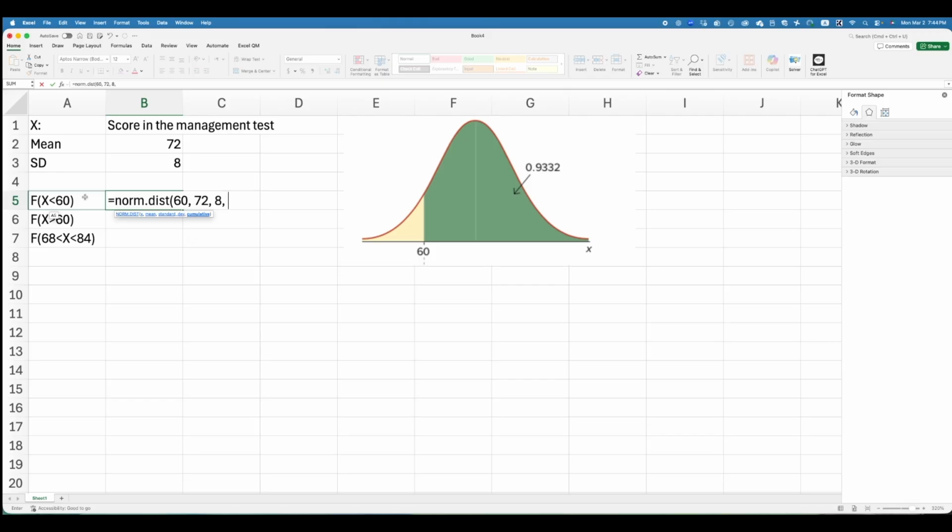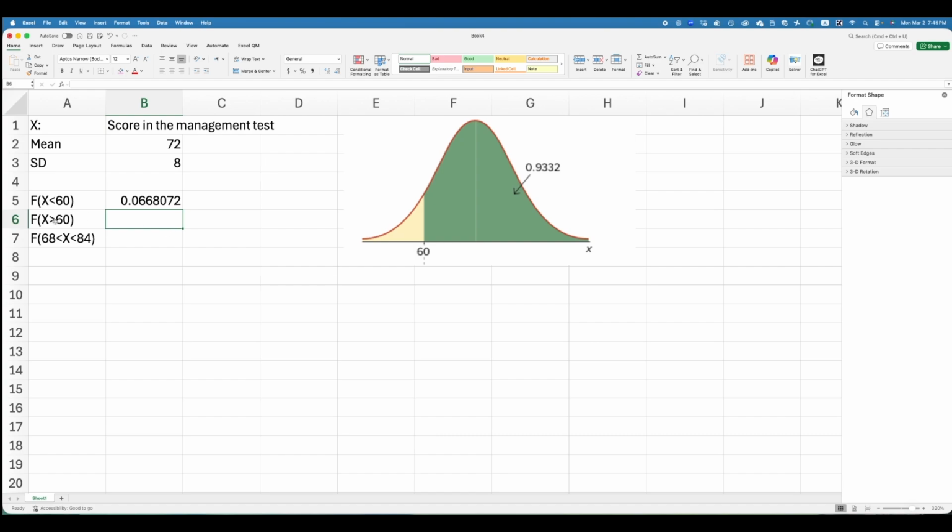Basically, we are adding up the probability that x is 60 or 59 or 58.5. So we are adding these probabilities. Therefore, we always use true. There is a 6.6% chance that the manager will get less than 60 in the test.